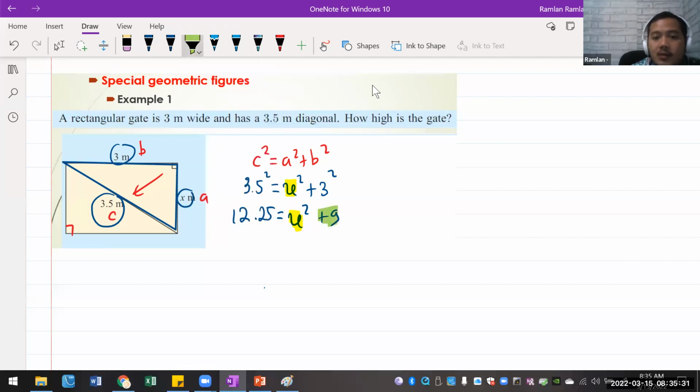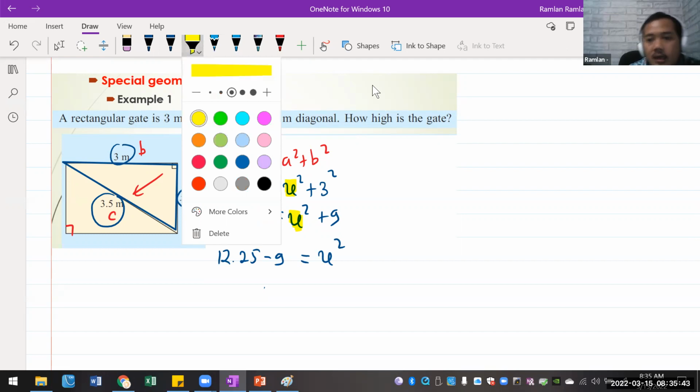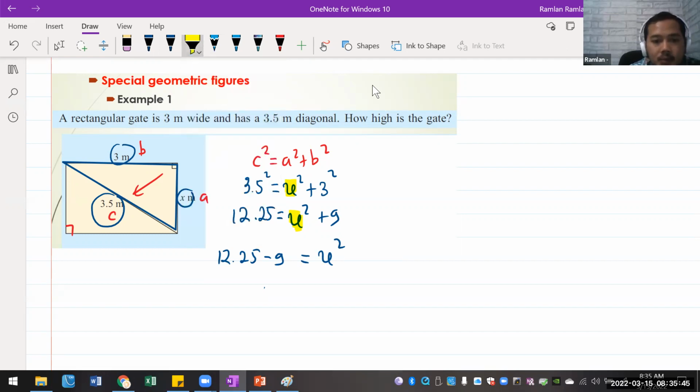We can get rid of that 9 by subtracting both sides by 9. So on the left side we get 12.25 minus 9, and on the right side it's still x squared, it doesn't change yet. Maybe Cynthia, can you help me with the calculation? What is 12.25 minus 9? 3.25. So 3.25 equals x squared.